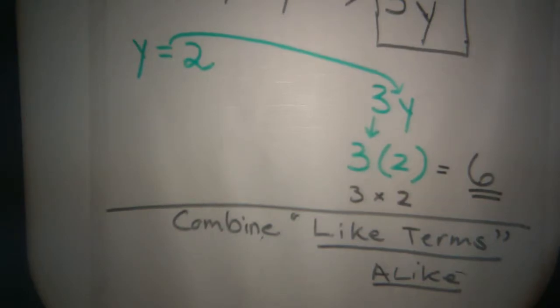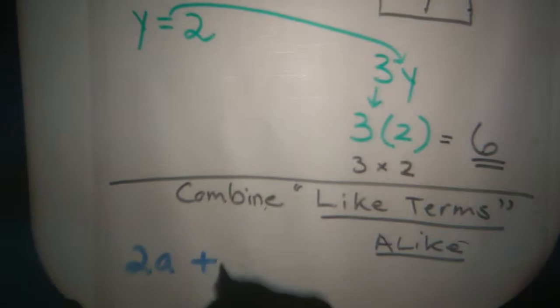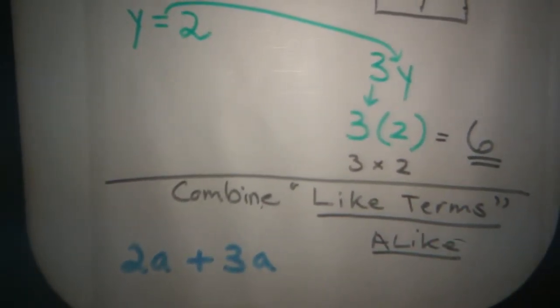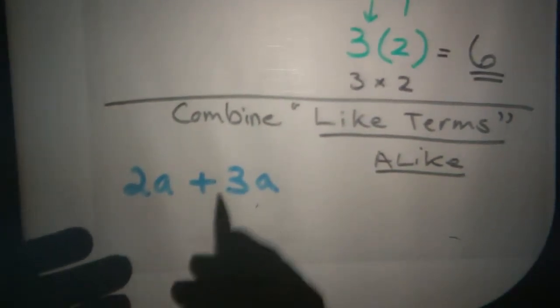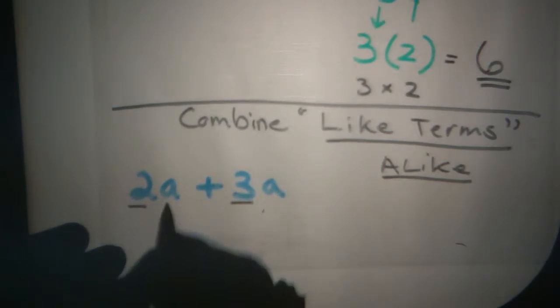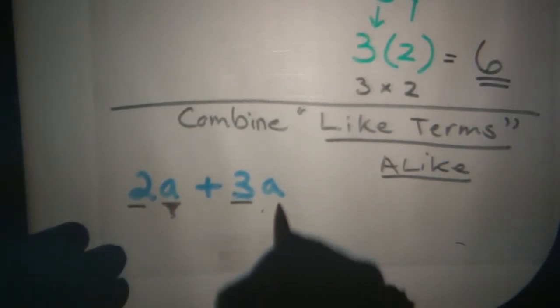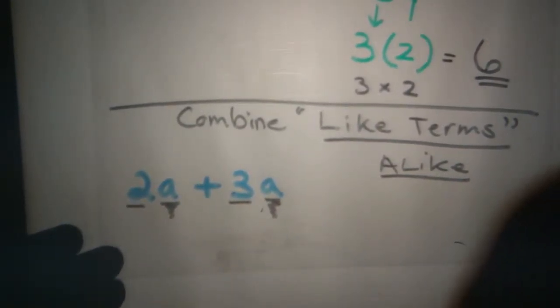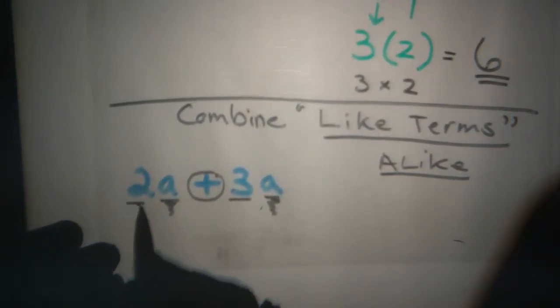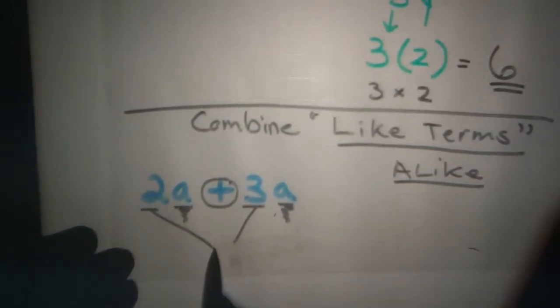Alright, let's look at this one. If I have 2a plus 3a, are these like terms? Well, actually, yes, they are. They both have a coefficient, but they have the same variable. The variable is a. That means with addition, I can simply add my coefficients together.